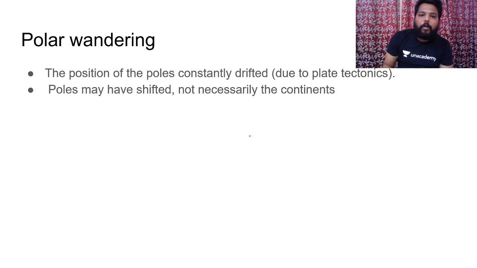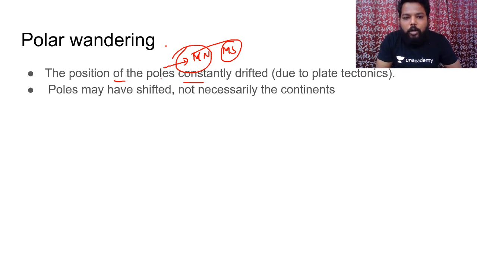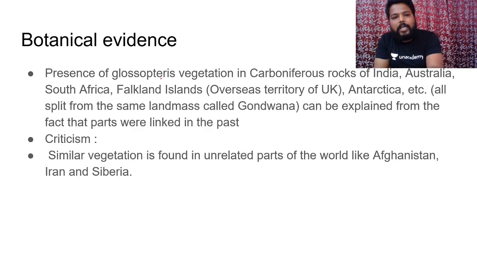Clear? If you see pole wandering, it is also one of the most important evidences which were given. The position of poles constantly drifted, but the position of poles did not actually drift. It is the magnetic north and magnetic south which actually drifted. It is not the entire geographical north pole or south pole which got drifted. So these things were criticized continuously.